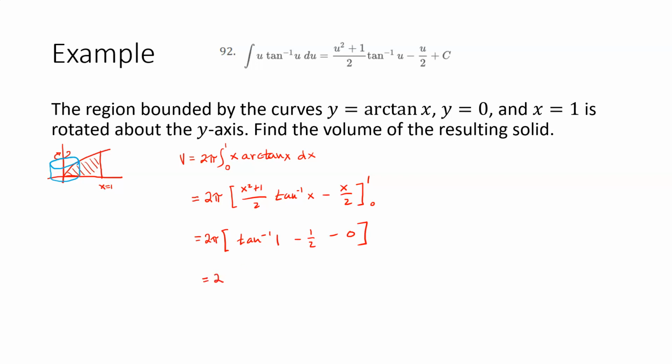And tan inverse of 1 we know is pi over 4. And then that would be our final value. So let's just quickly distribute the 2 pi. That would give me pi squared over 2 minus pi.